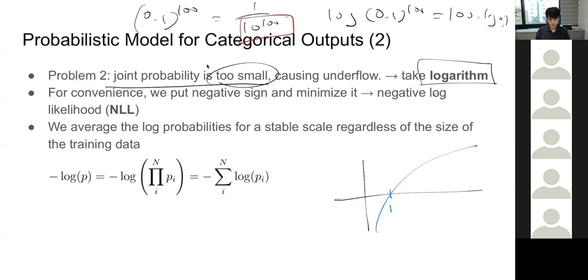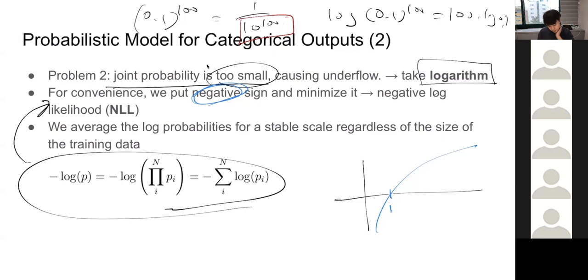And just for convenience, or I'd say convention more, you want to make positive numbers going down. That's easier to understand. So you just take a negative so that you make that into the negative log likelihood, which is NLL. And in practice, we average the log probabilities for a stable scale, regardless of the size of the training data. So this thing is the negative log likelihood. And it's pretty clear, right? You take a negative log of the probability, which is the multiplication of all values in that distribution. And then taking a log of the product is just a summation on the outside. So it becomes a negative summation. And then you scale this with the size of the examples. So it becomes 1 over n, sum from i to n, of log p_i.